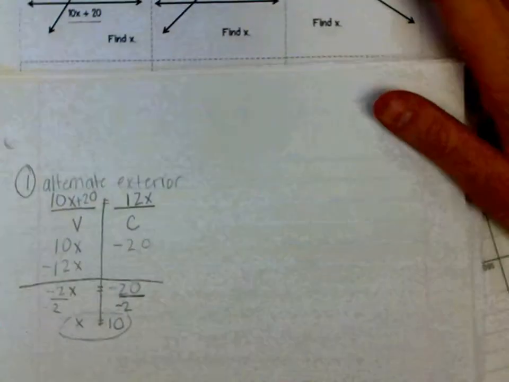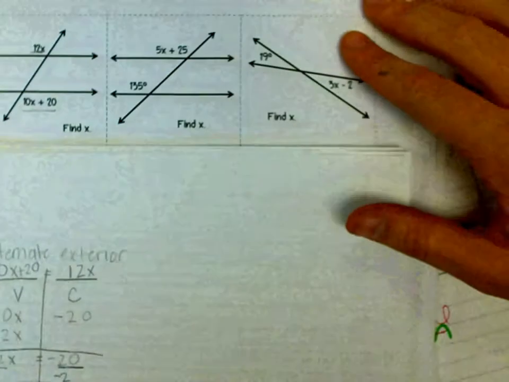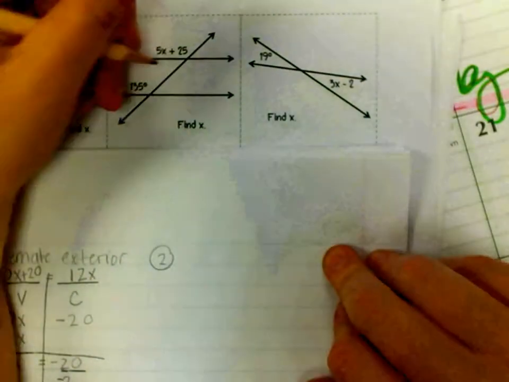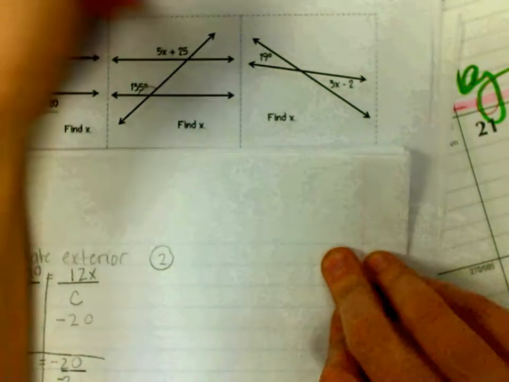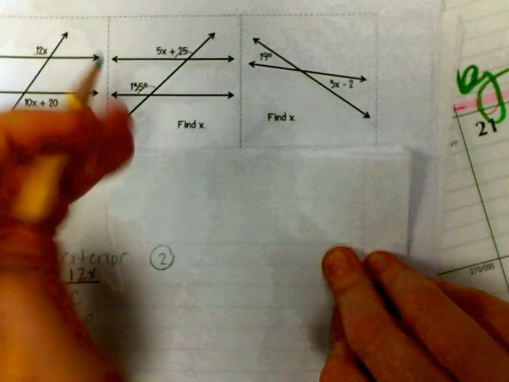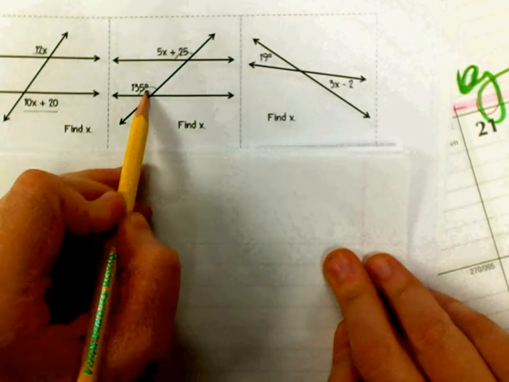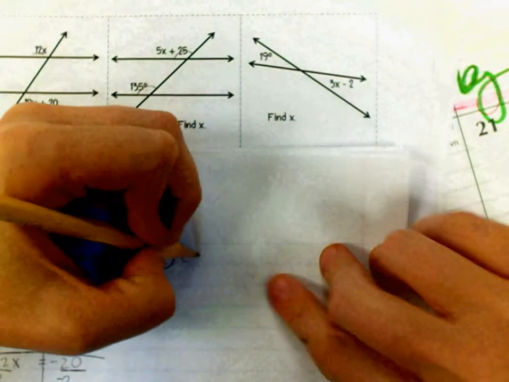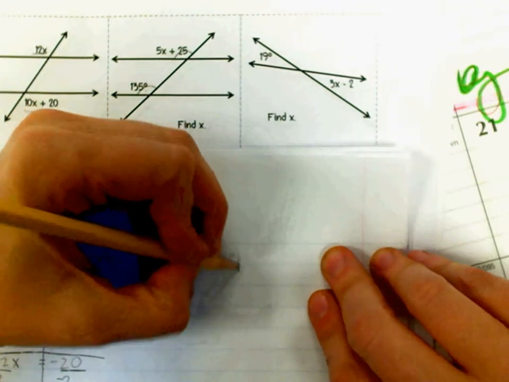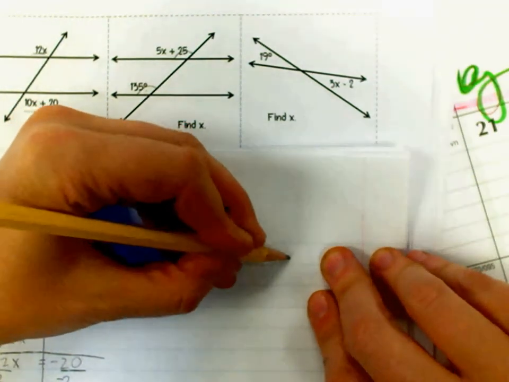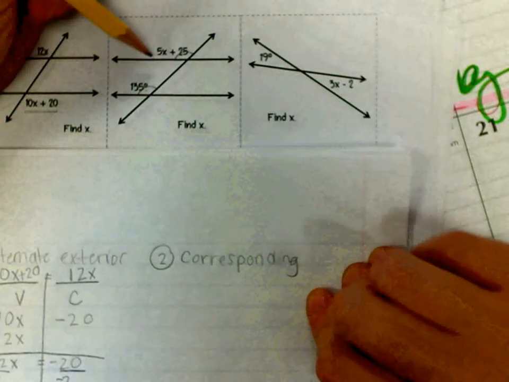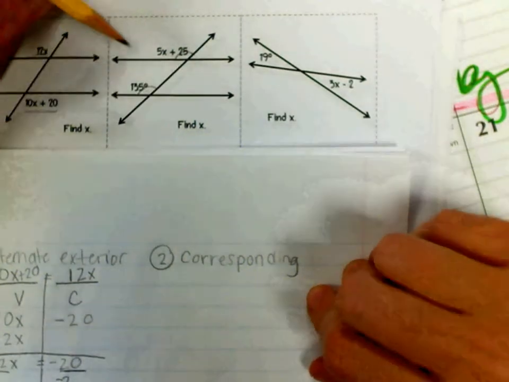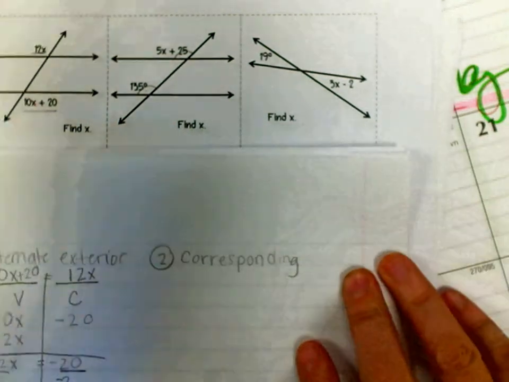Okay, great. So let's look at number 2. Number 2 is like I showed you guys, corresponding. There's one that's inside the parallel lines and one that's outside. So one inside, one outside is corresponding. Be careful, this is not same side interior or same side exterior. Yes, they are on the same side, but they are not both exterior or both interior.